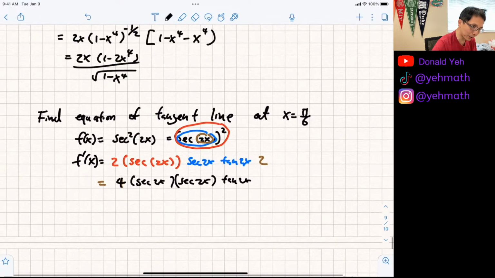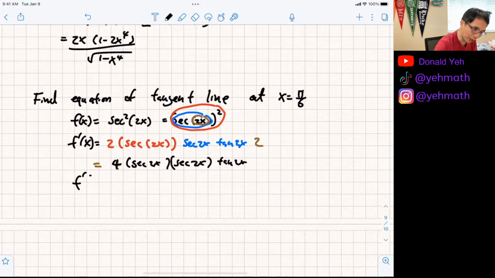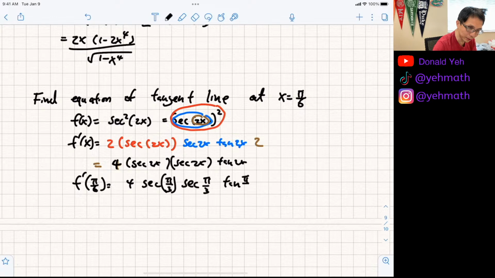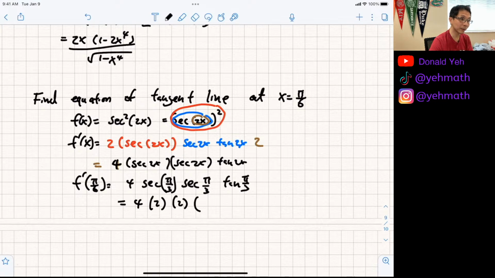And I can plug in pi over 6. So f prime of pi over 6, what will happen? 4 secant, well, pi over 6 times 2 is pi over 3. So it's going to be secant of pi over 3, tangent of pi over 3. What is secant of pi over 3? 2, good job. And what is tangent of pi over 3? Radical 3. Wow, good job, Yosel. It'll be 16 root 3. So that will be my slope.